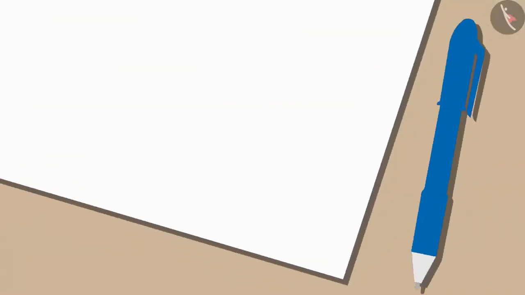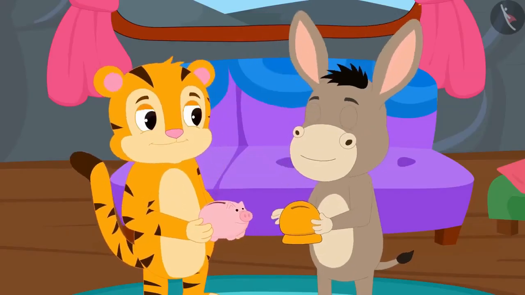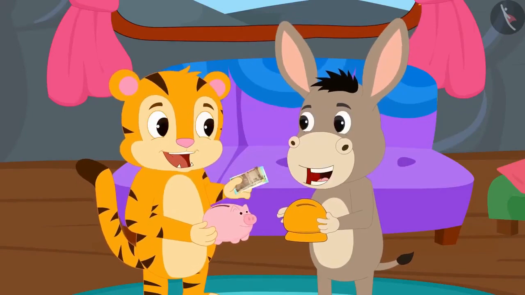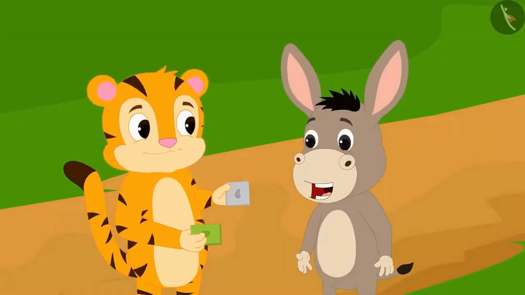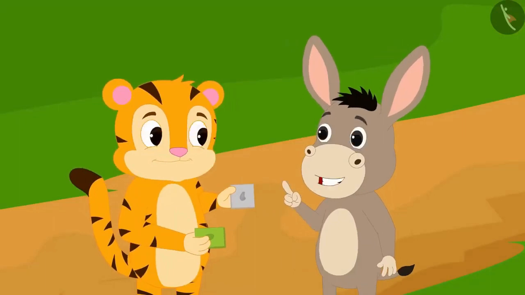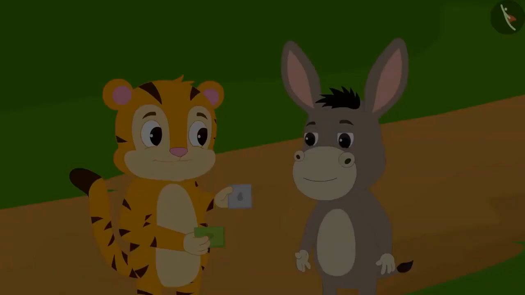Children, in this video, we will see some unique examples of finding areas of shapes. Bhola and Sher Khan collected money and bought cashew barfi and pistachio barfi from Apoo's shop. Sher Khan, let us divide this cashew barfi and eat it in 2 equal portions. Bhola said to Sher Khan.